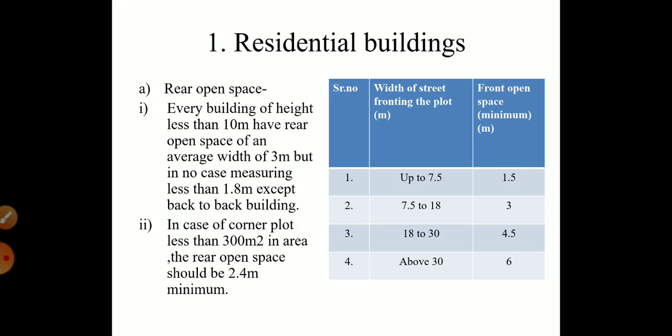This is called a rear open space. Rear means back side open space. बघा, जर का हाईट लेस दॅन 10 मीटर असेल तर रिअर ओपन स्पेसची ॲव्हरेज विड्थ 3 मीटर असेल, ते 1.8 मीटरपेक्षा कमी नको. ओके. आणि जर का कॉर्नर प्लॉट असेल तर त्याचा रिअर डिस्टन्स 2.4 मीटर मिनिमम तरी पाहिजे. ओके. दॅट इज द सेकंड, रिअर ओपन स्पेस.